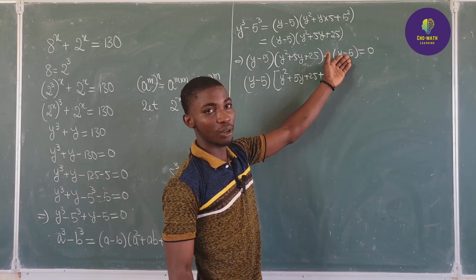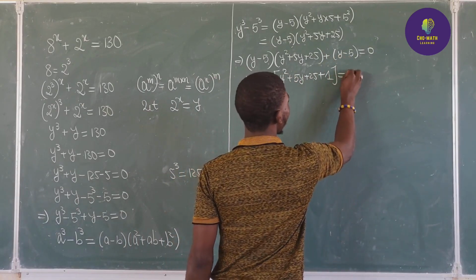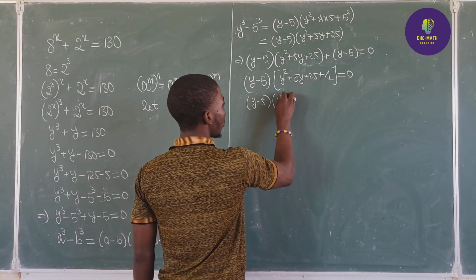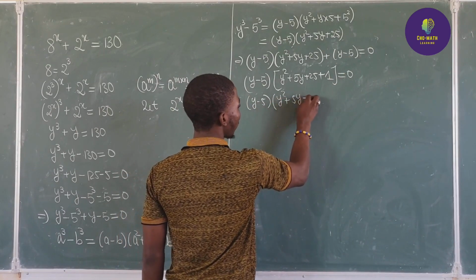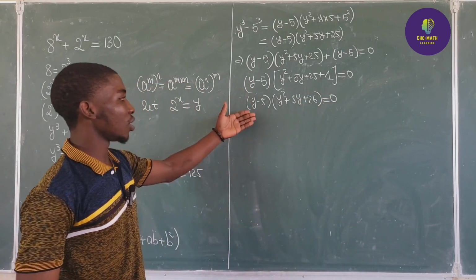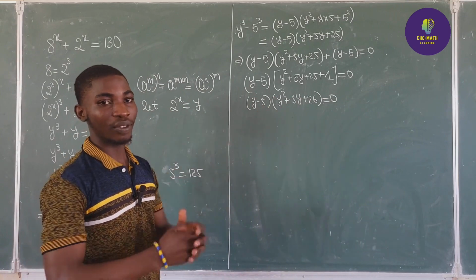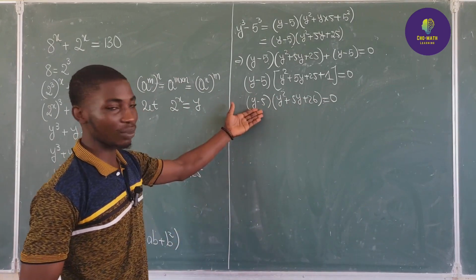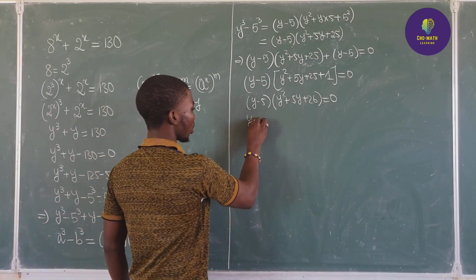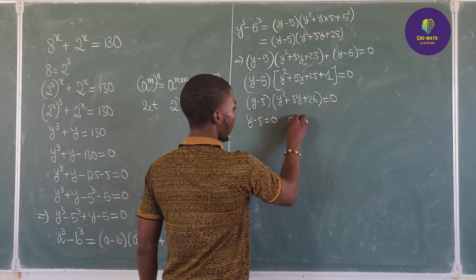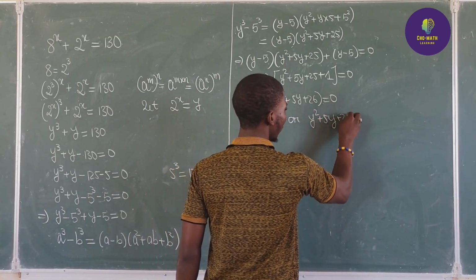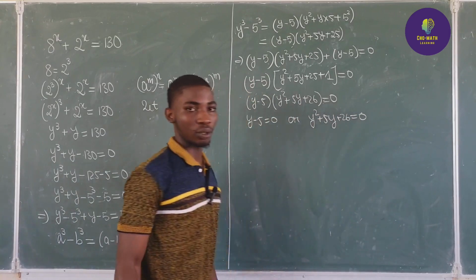Since if I take this, I'll measure 1, all this will be equal to 0. Here we have (y - 5)(y² + 5y + 26) = 0. Here we have the product of two terms giving us 0. That means this one can be 0 or this one can be 0. So we have y - 5 = 0, or y² + 5y + 26 = 0.